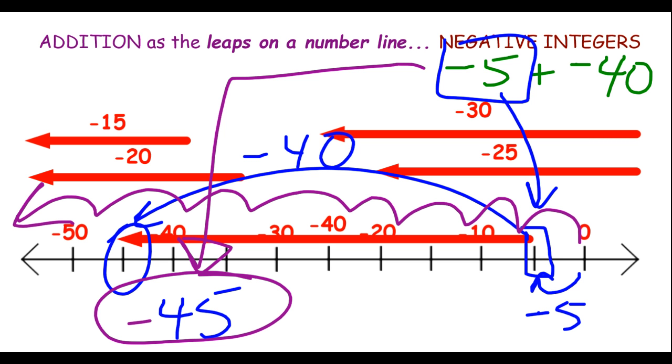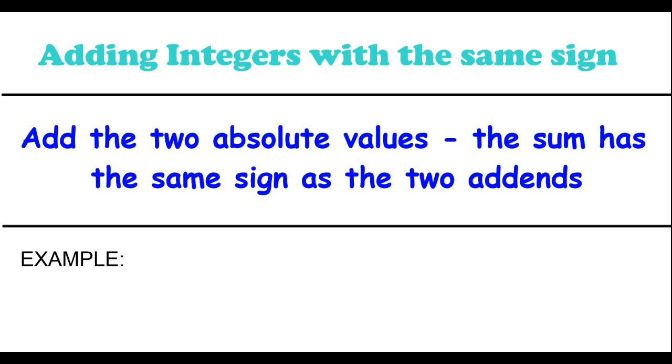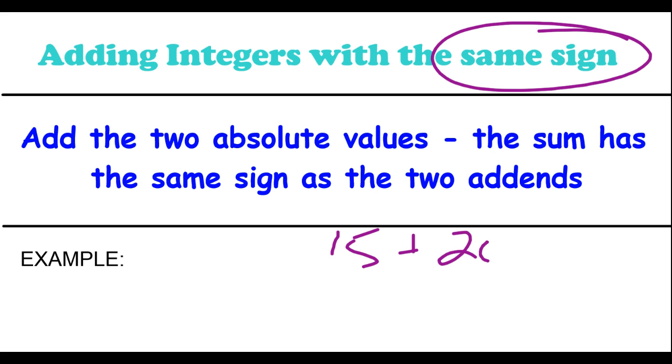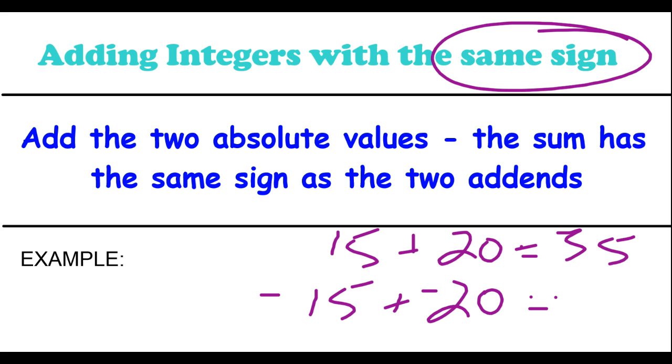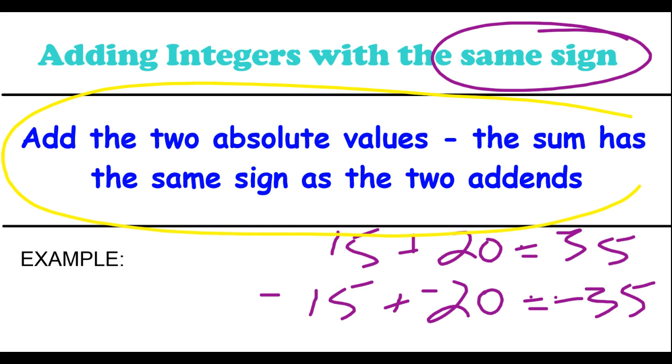So that brings us to the rule for adding numbers that are both negative together, and that's if the numbers have the same sign, that's both positive or both negative, you just add their absolute values and keep the same sign. That is 15 plus 20 equals 35, and negative 15 plus negative 20 is negative 35. Add their values together, keep the signs. Go ahead, pause the video, write this rule down, come back when you're ready to move on.